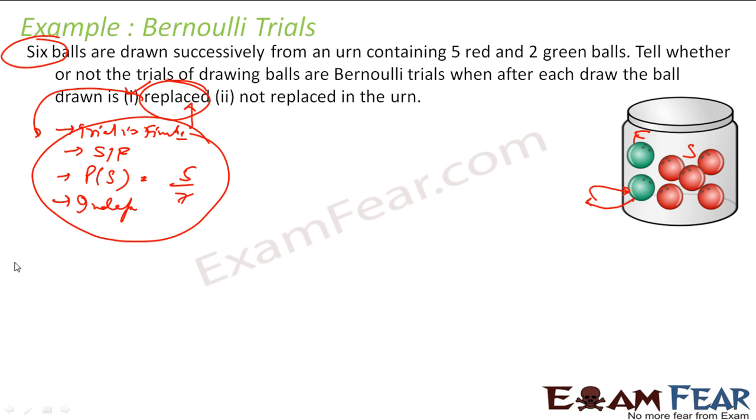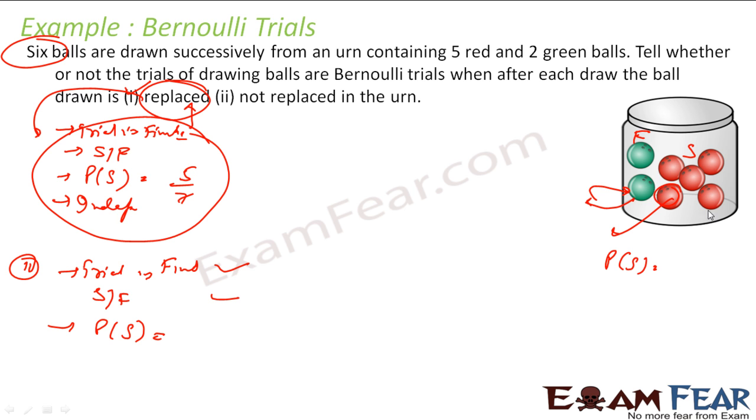Let's take part 2. The ball is not replaced. In this case, the trial is finite. Yes. It has success and failure. Yes. But if you see, the probability of success is not constant. If in the first case you got red, then in the second case the probability of success will come out to be, 1, 2, 3, 4 plus 5, 6, total 6, out of which red is 4. So it will come out to be 4 by 6 if the first was red.